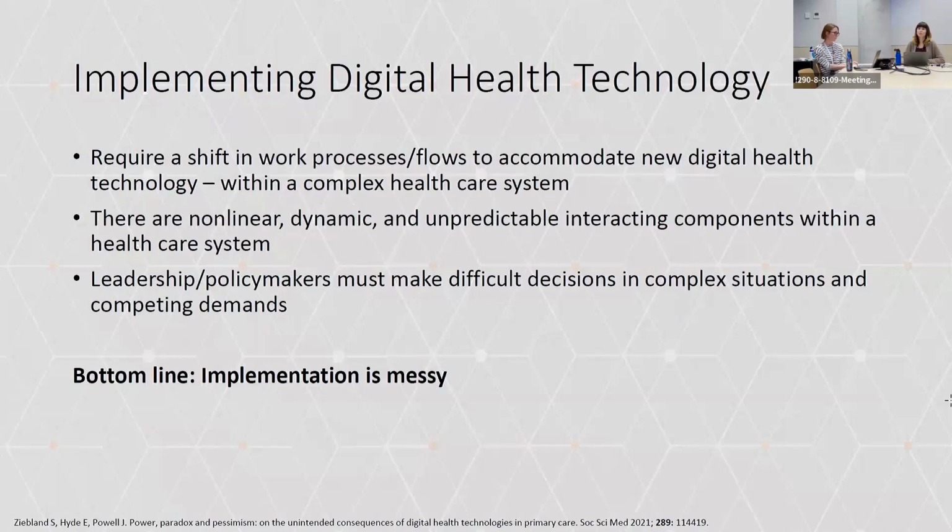So when you're implementing a digital health technology, it really requires a shift in work processes and flows because you have to accommodate this new technology, and healthcare is very complex. There's a bunch of components that interact with each other in a nonlinear, dynamic, and unpredictable way. So you have actors in the healthcare system, and then the setting itself, and patients, everything. And leaders and policymakers and people in management positions have to make decisions within this complex situation and with a million competing demands. So all of this is to say implementation is messy.